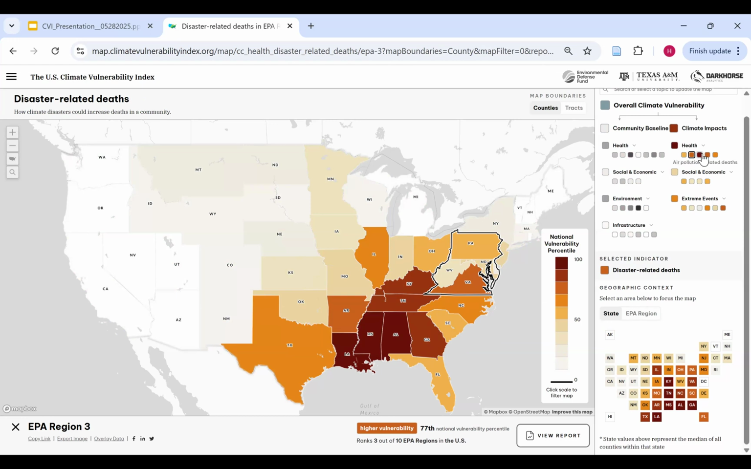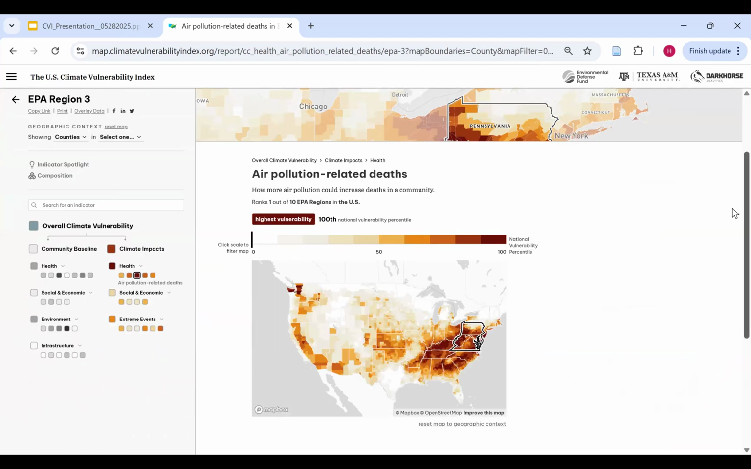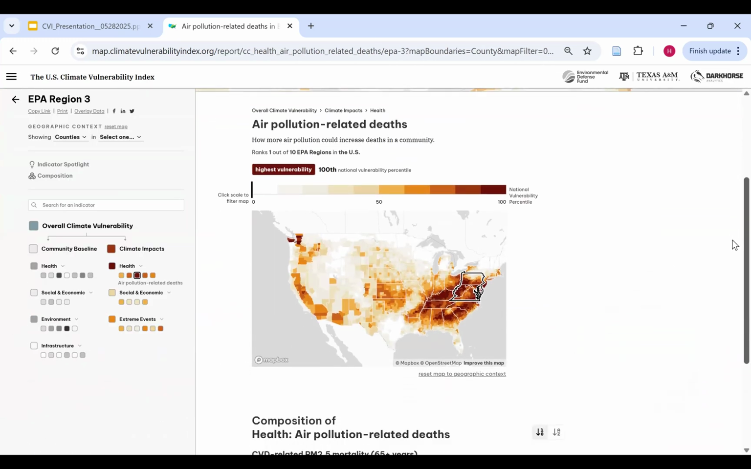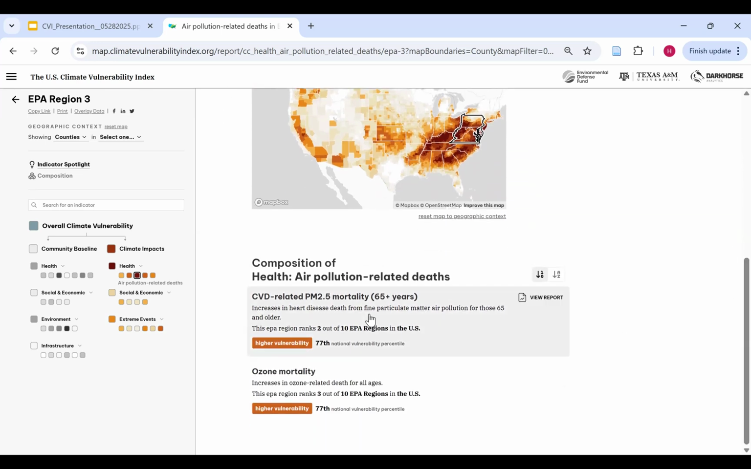So by doing this, you can check, and at the same time, you can view the reports like this. It shows you what's happening in your area for that specific place. So it shows you the ranking and the breakdown of all what's happening.